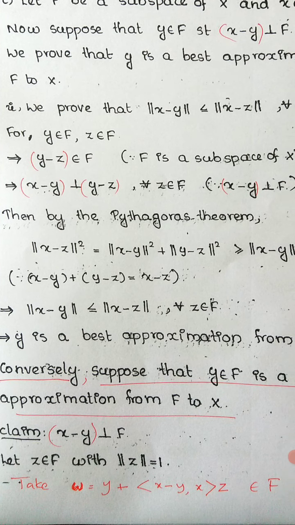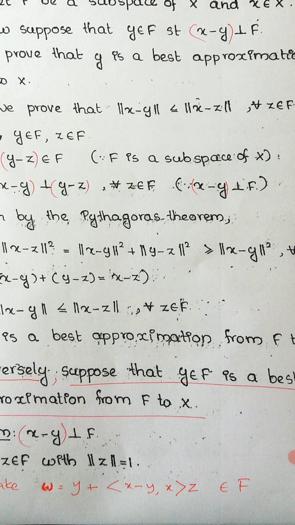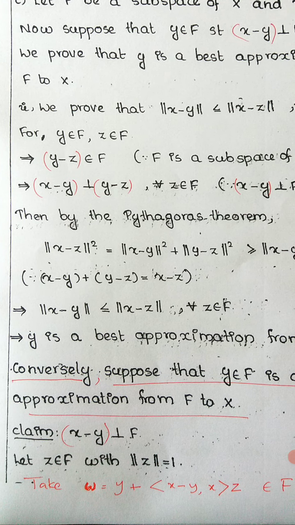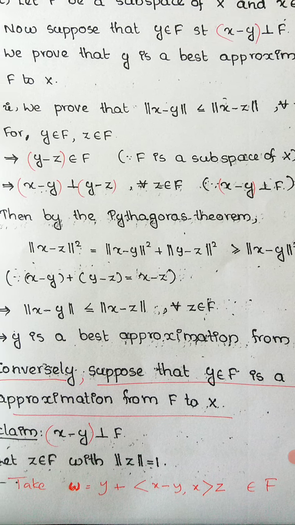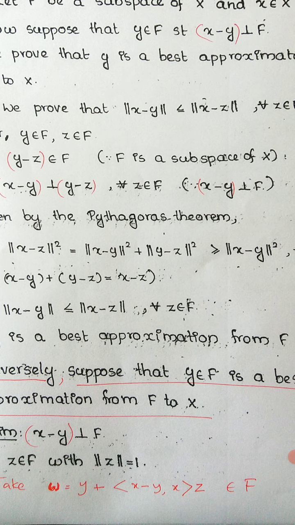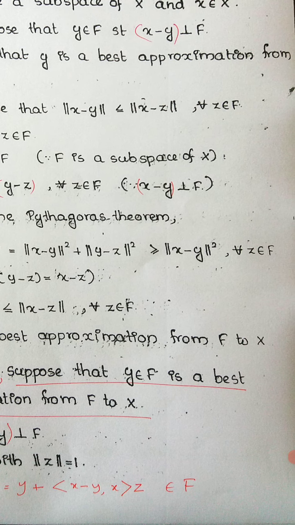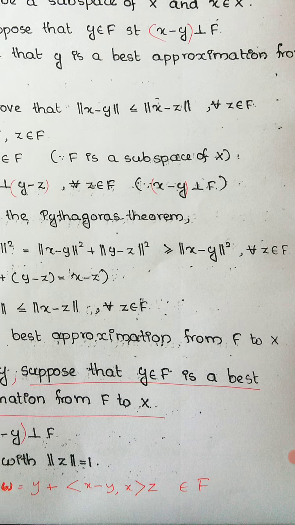For that, y is an element of F, z is an element of F, so y minus z is an element of F. It is true because F is a subspace of X. What does it mean? By the earlier result, x minus y is orthogonal to F. So what can I write? x minus y is orthogonal to y minus z for all z in F. Again we are using our Pythagoras theorem. Norm of x minus z square is the same as norm of x minus y square plus norm of y minus z square, which is definitely greater than or equal to norm of x minus y square for all z in F.